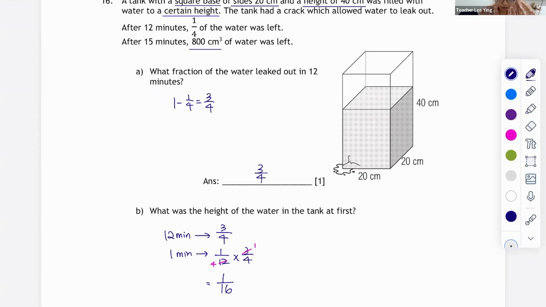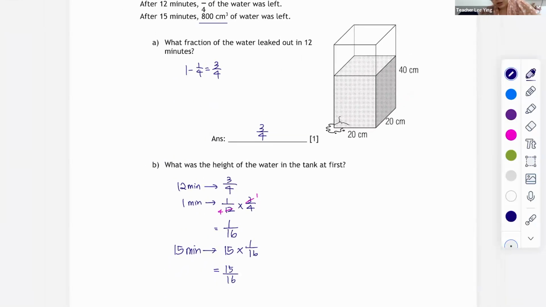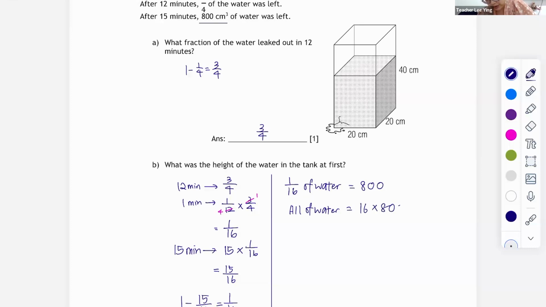Why do I want to do this? Because I want to figure out in 15 minutes. Then I realized that in 15 minutes, actually, 15 out of 16 of the water leaked out. So if 15 out of 16 of the water leaked out and 800 cubic centimeters was left, it means that 1 out of 16 of the water was left. This is of the water, not of the capacity of the tank. So 1 out of 16 of the water is 800 cubic centimeters. So all of the water is going to be 16 multiplied by 800, and that will give me 12800.